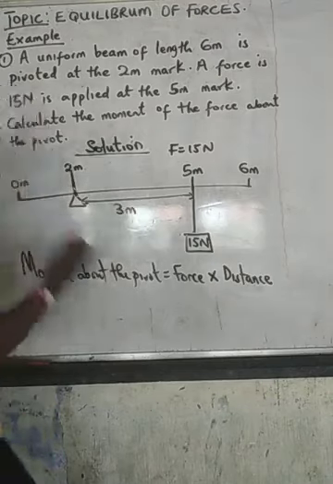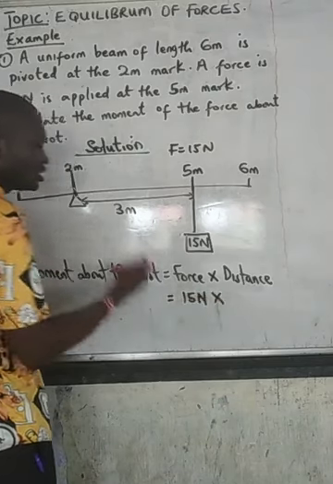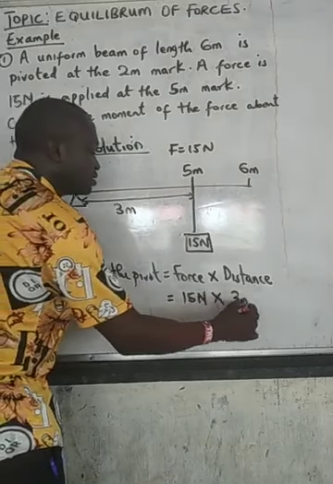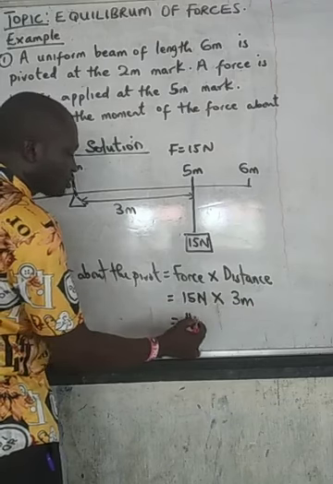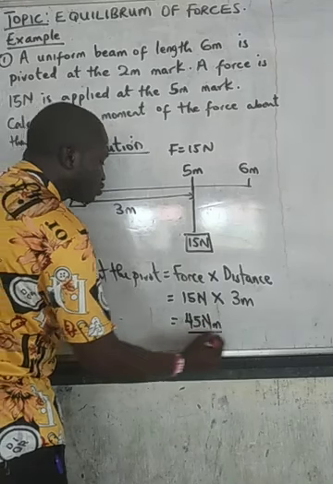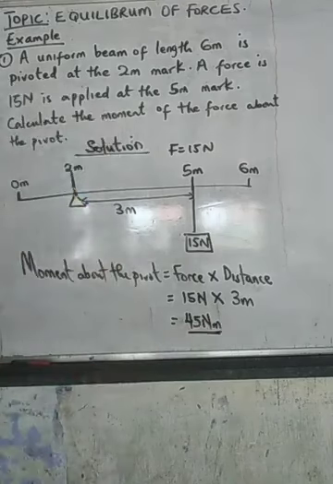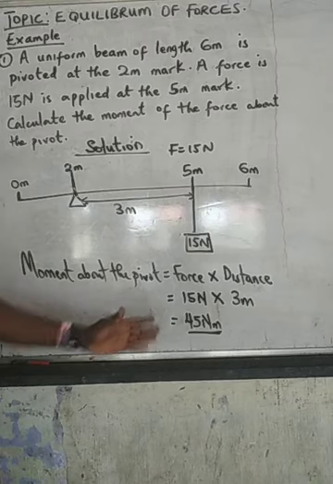So please take note. So it is what? The force 15 Newton times the distance 3 meters. So we have it as what? 15 times 3 will give what? 45. Then Newton times meter will give me Newton meter. So that is the conclusion to such a question. So please, if there's any question, you ask me and I will make you understand it better. So that ends the solution to this.